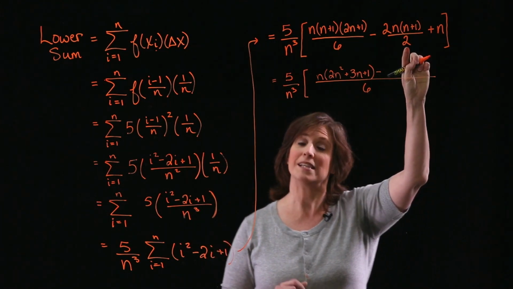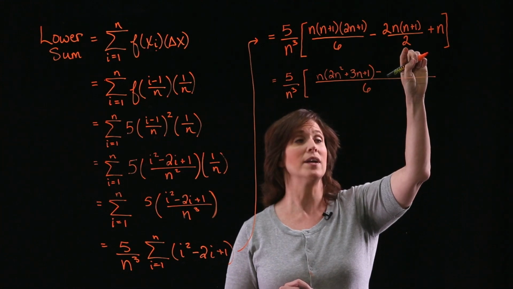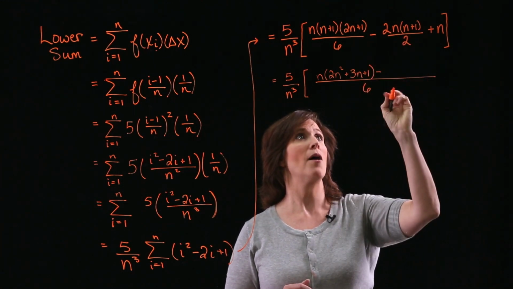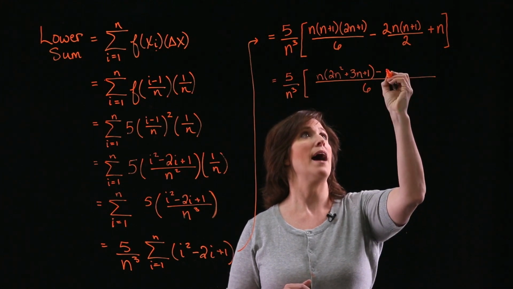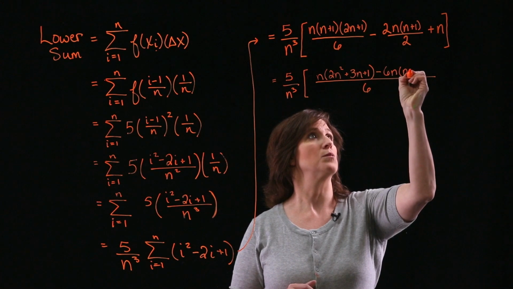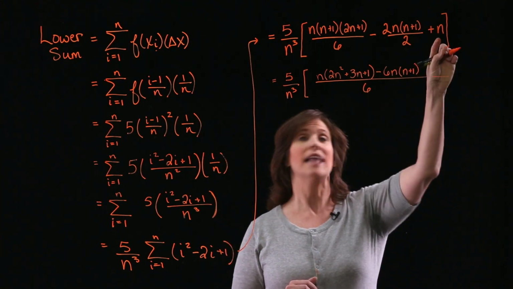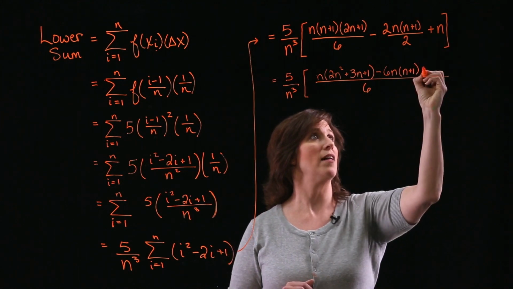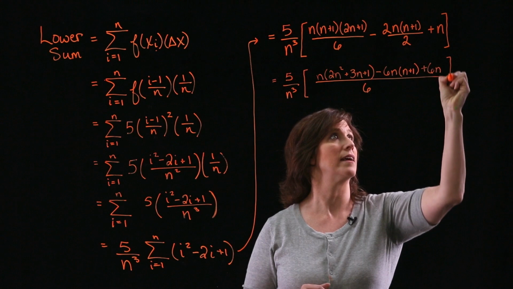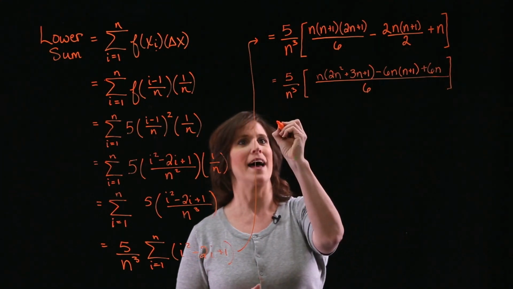Okay. Now, for the second fraction, I want to write that with a denominator of 6, so I'm going to have to multiply the numerator by 3 as well. So if I multiply top and bottom by 3, I'm going to end up with 6n times n plus 1 all over 6. And then on the last piece, to get a denominator of 6, I'll have to multiply the numerator by 6 as well. So I have 6n.